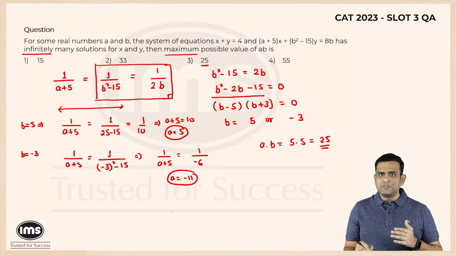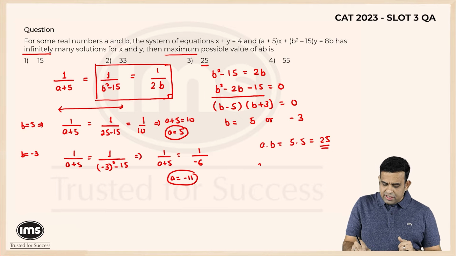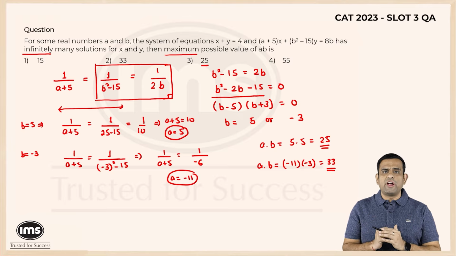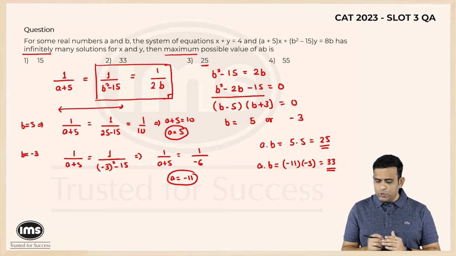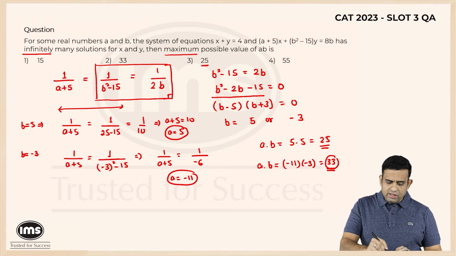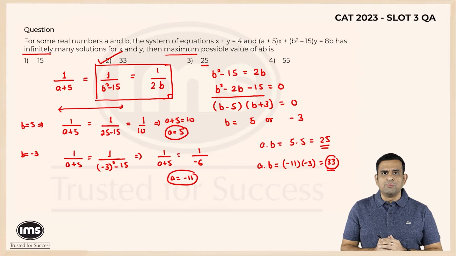So in this particular case, when b equals -3, the value of a into b becomes -11 into -3, which is 33. And since my target was to find out the maximum value of a into b, one will choose 33 and can straight away mark option number 2 as the answer for this particular question.